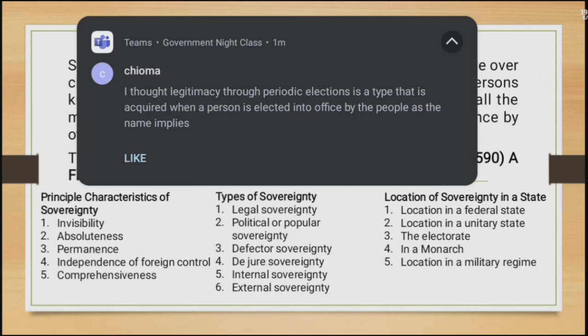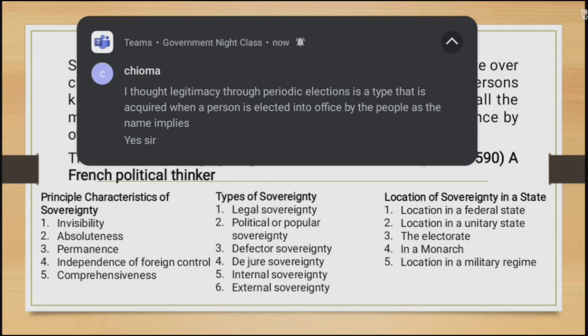You said you thought legitimacy through periodic election is a type acquired when a person is elected. Yes, people will accept a new person once he's elected because of the election period. So there's a natural acceptance that they will have. In the reverse too, people will reject a person. The person's legitimacy will drop because his period has expired. So these are things that can either cause legitimacy to increase or decrease in a person.